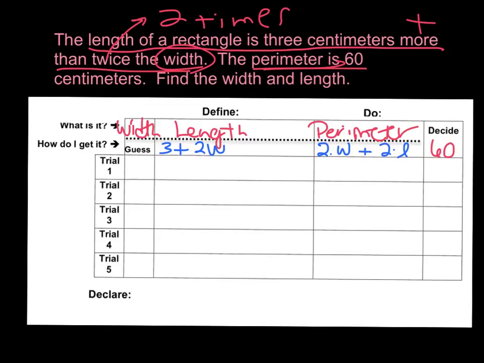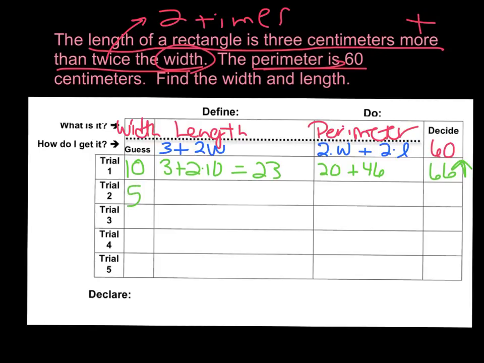Okay, so the very first thing we're going to do is we're going to guess. Now, I'm taking into account that the perimeter is 60, so maybe I will guess 10 for my width, and then the length would be 3 plus 2 times 10, so that would be 23, and then twice the width is going to be 20, and twice the length is going to be 46, and when you add them, you get 66.